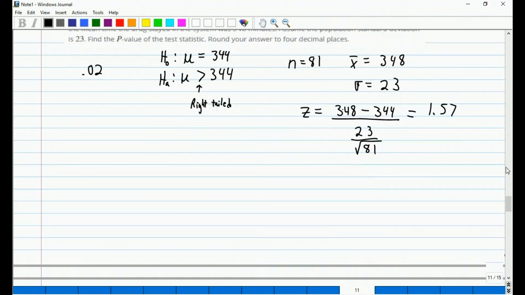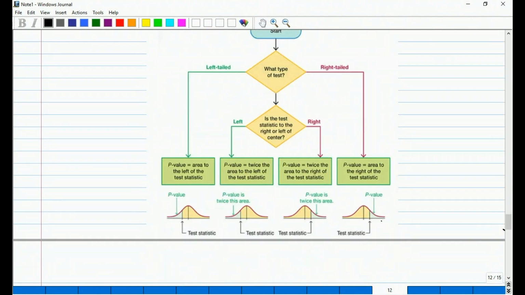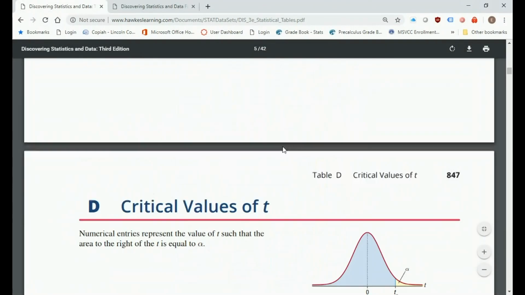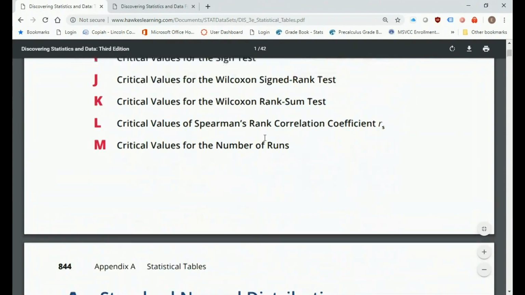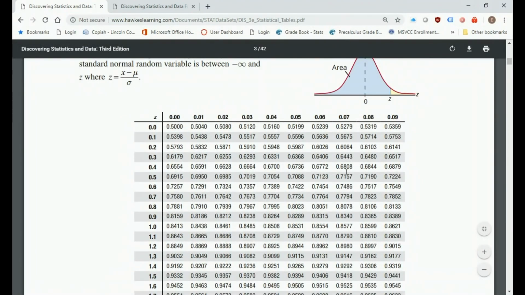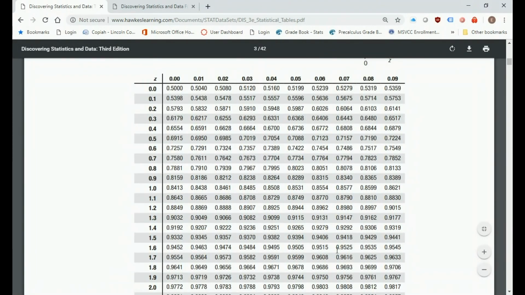So according to my chart, I want the area to the right of the test statistic, okay? So what I have to do is I look up 1.57 in my chart, and then I say 1 minus that answer. Because when you want area to the right, that's what you do. So you got to go back up to, this would be table B, and it was 1.57. It's a 7 column there. 1.57 right here. So 0.9418.